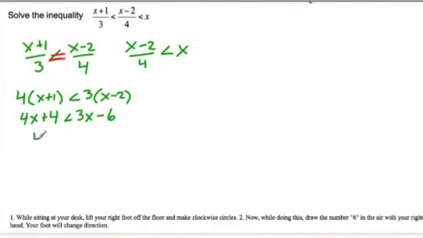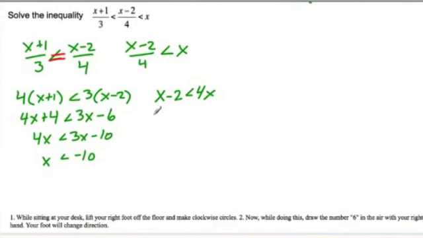So 4x is less than 3x minus 10, which means x is less than negative 10. So that's the first half of the inequality. And then we take on the next half. I'm going to multiply both sides by 4. So I get x minus 2 is less than 4x. Since I multiplied both sides by 4, the common denominator.